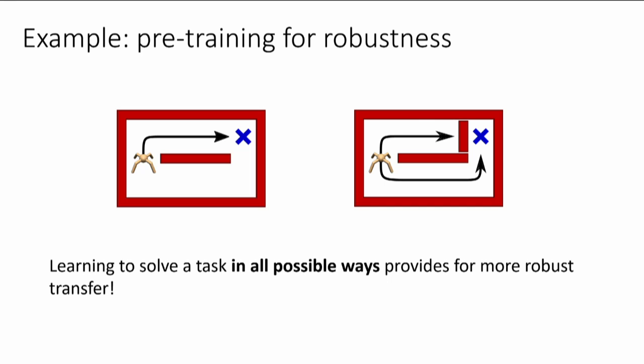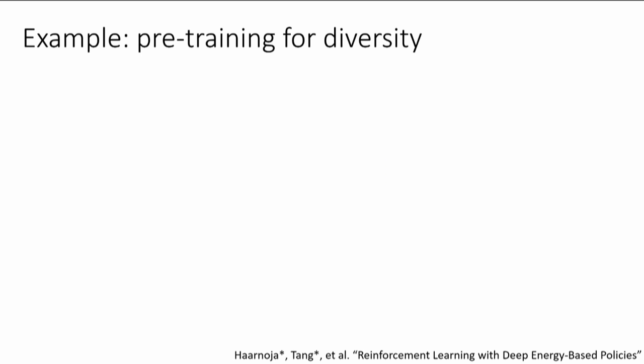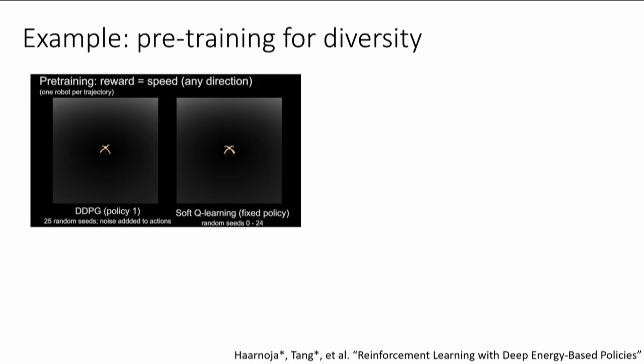So learning to solve a task in all possible ways basically provides for more robust transfer. And we can actually validate this experimentally. So these are some videos that I showed back when I talked about control as inference, but I'll show them again here just to emphasize the point. There was this kind of creepy illustration of the ant learning to run with maximum entropy reinforcement learning with a reward function that doesn't tell it where to go. The reward function just tells it to maximize the magnitude of your velocity.